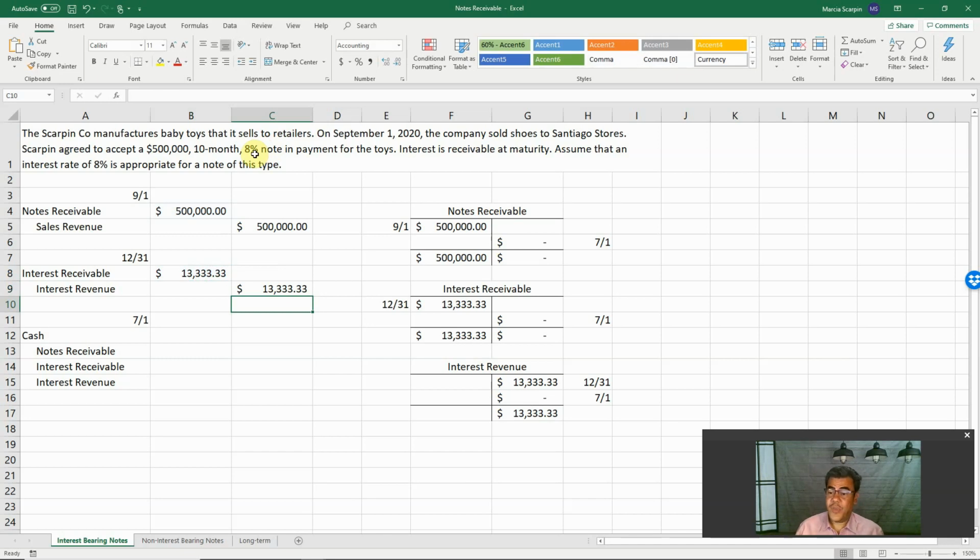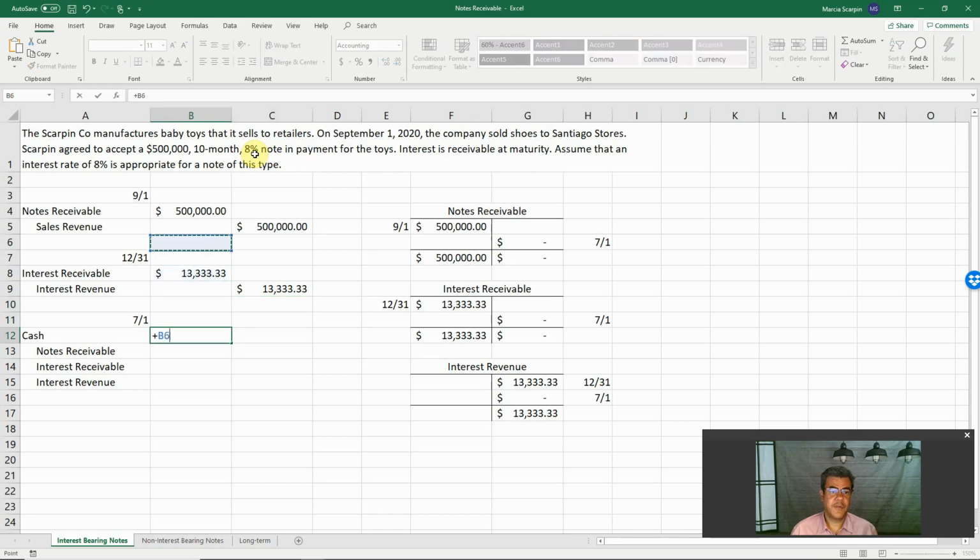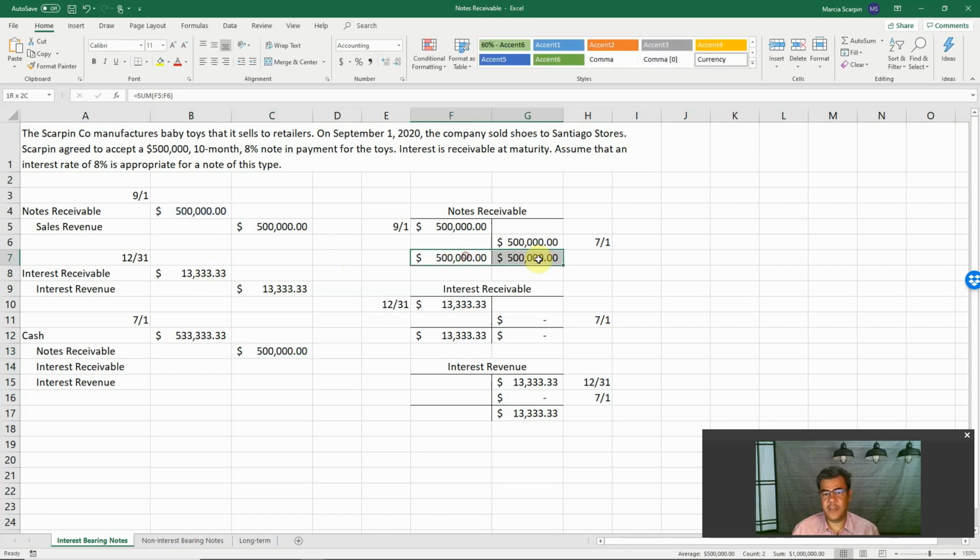Okay? We are receiving it July 1st. How much? $500,000 plus $500,000 times 8% times 10 months divided by 12. So we are receiving $533,000. How much will be our credits? Notes receivable, $500,000. And here we have it done.